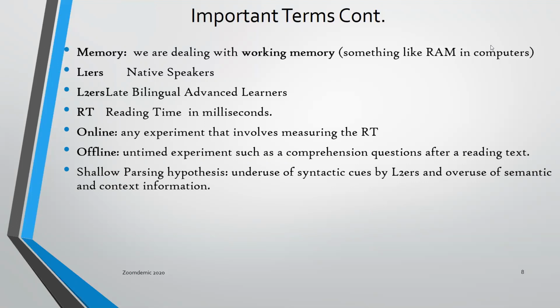Right, so the main theory that I'm trying to examine in my research is the predictions of shallow parsing. This theory says that L2ers, or the learners of a language, underuse syntactic cues, and they overuse semantic and contextual information. So the prediction of the SSH, or the shallow structure hypothesis, is that without context, the attachment patterns of L2ers will be random in the RC. And if you give them context, they'll rely heavily on context without looking at the syntactic cues. So let me just give you concrete examples about this.